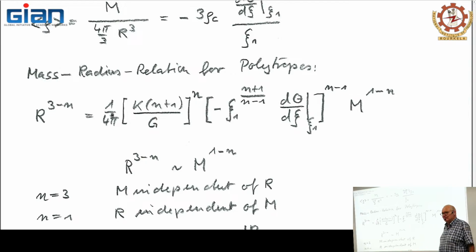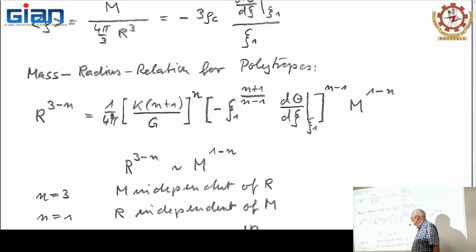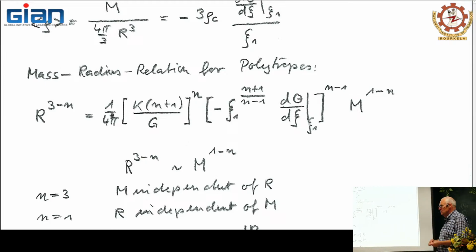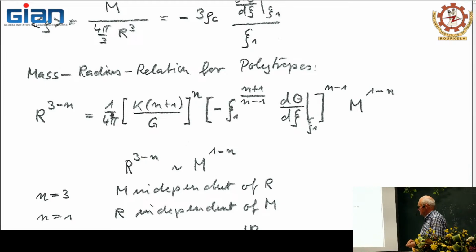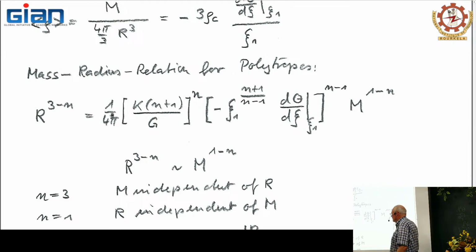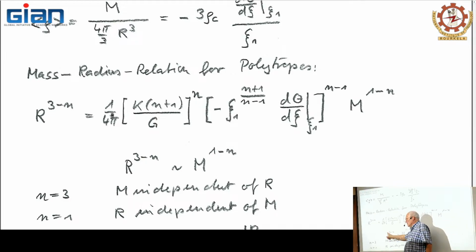Here, in a more sophisticated way, with a more detailed calculation for a stellar model, giving the exact stratification of such a model, we have an exact relation between radius and mass, and this relation depends on the polytropic index: R to the power 3 minus n is proportional to the mass to the power 1 minus n. If n is equal to 3, then the dependence on radius drops out. So the mass is then a constant.